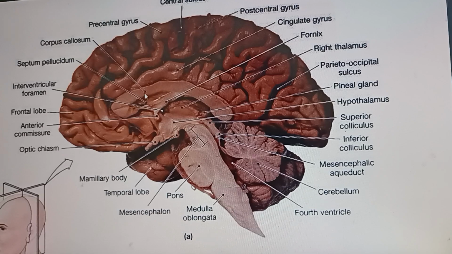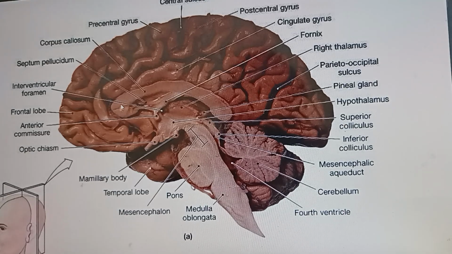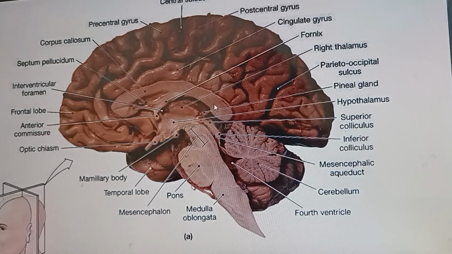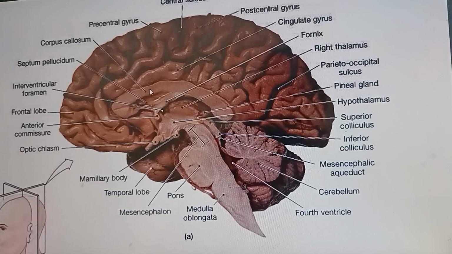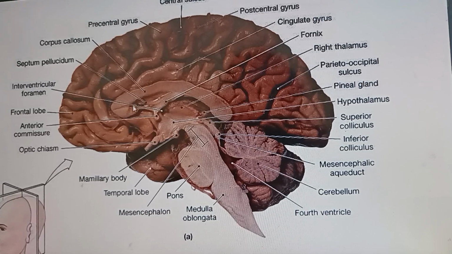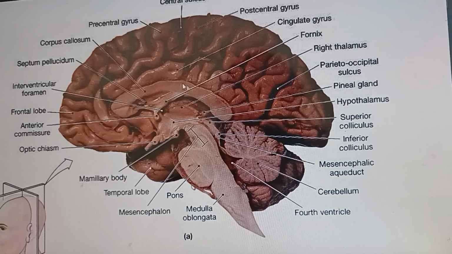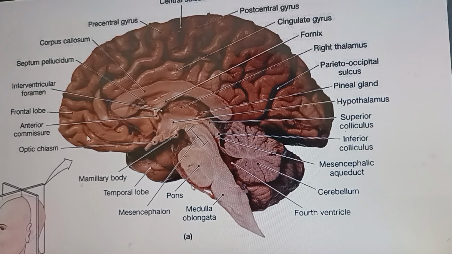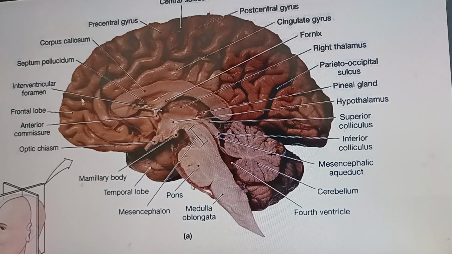So here you can see the corpus callosum. Here is the corpus callosum. The corpus callosum is white matter connecting the different lobes of the cerebrum, namely the frontal lobe, the parietal lobe, the occipital lobe, and the temporal lobe. So these are the lobes of the cerebrum.